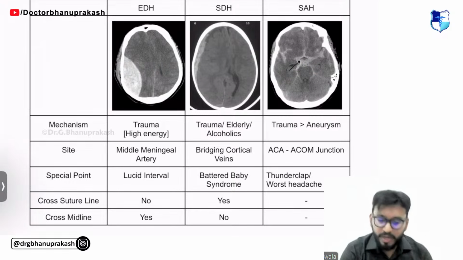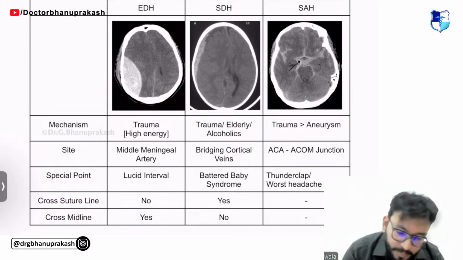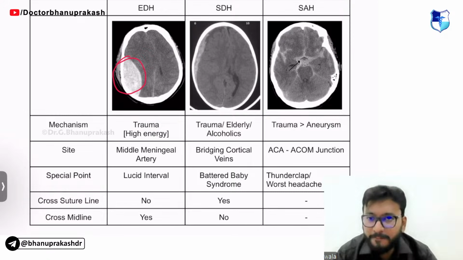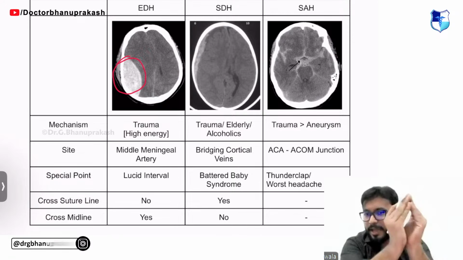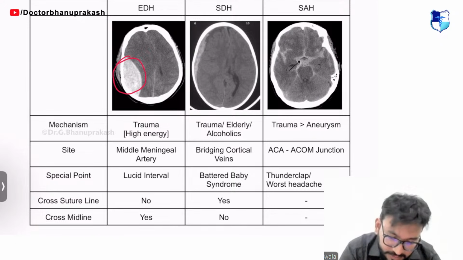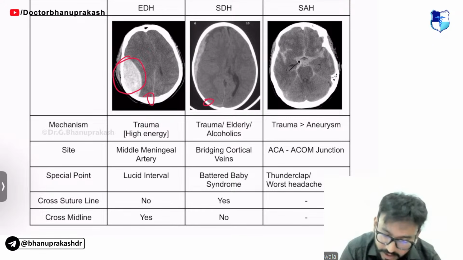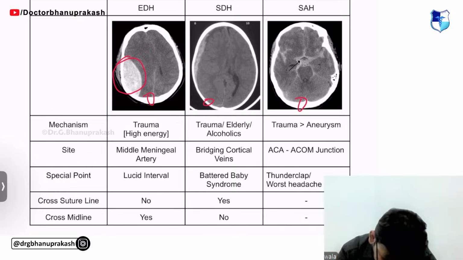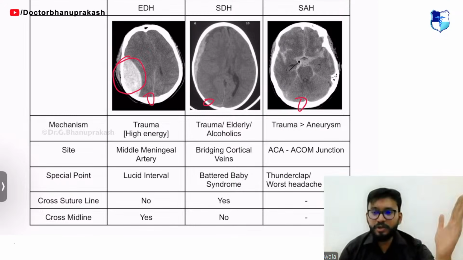EDH is extradural hematoma, meaning above the dura mater. Can you see the shape? This is a biconvex shape of hematoma. Again, I don't have to tell you guys it's a CT. Look at the cortical bone. This is a CT scan. Yes, this is an extradural hematoma.